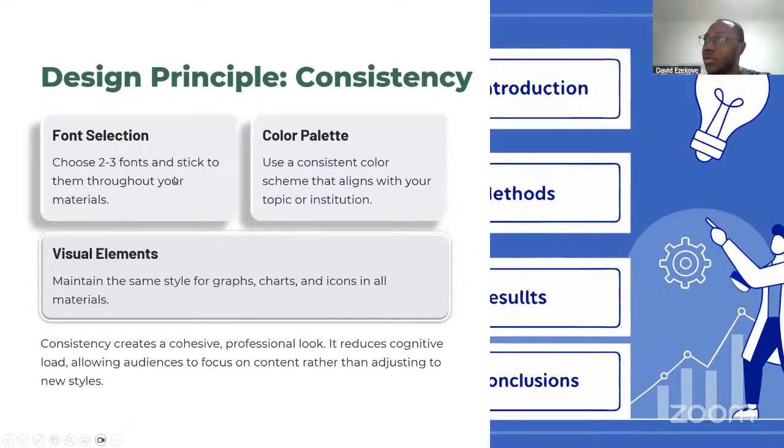Font selection. Make sure you stick to 2 or 3 fonts. Use the right color palette, and use color palettes that are aligned with what you're working on. For example, when I was showing the slide earlier on the effect of GTE, green tea extract, you can see that I used green for the green tea extract, and then I used white for the placebo, for the sugar pill.